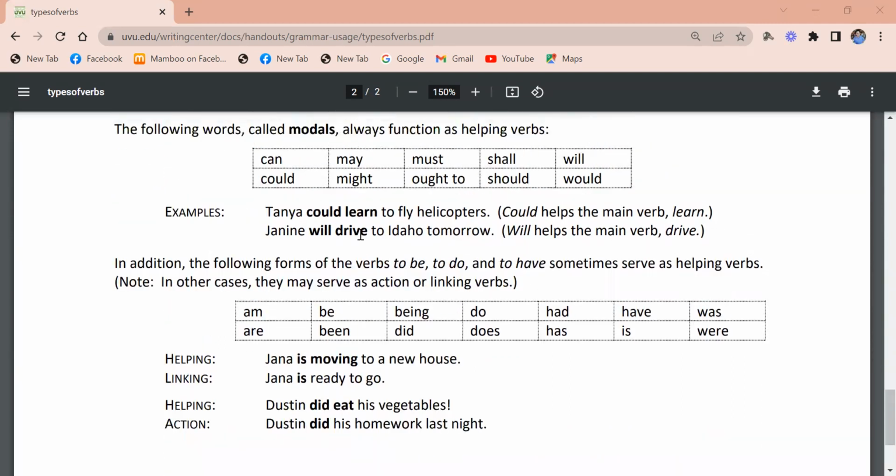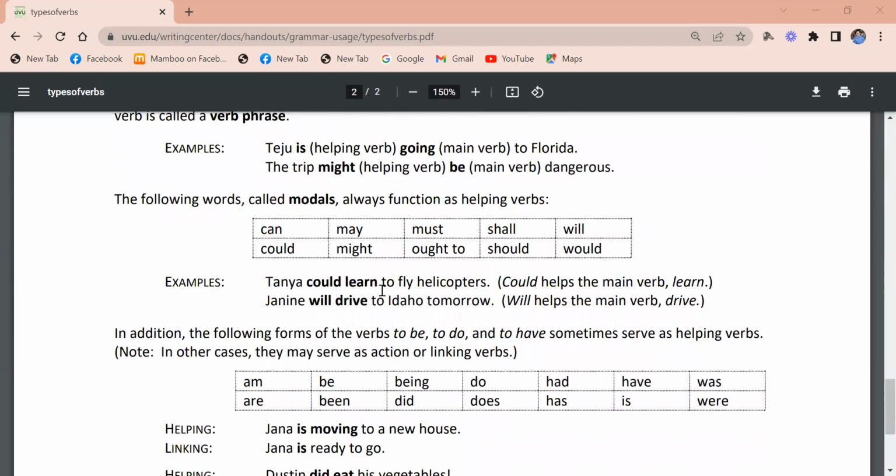Tanya could learn. So base form of the verb ha, if you're going to use modal, base form of the verb. Tanya could learn to fly helicopters. Janine will drive to Ohio tomorrow.